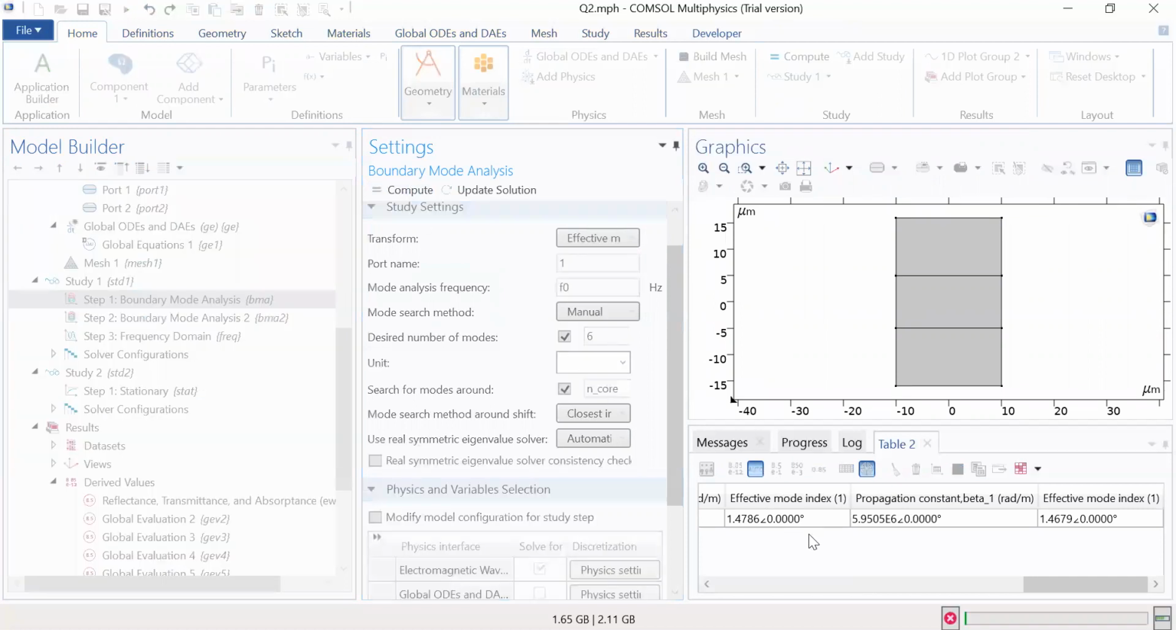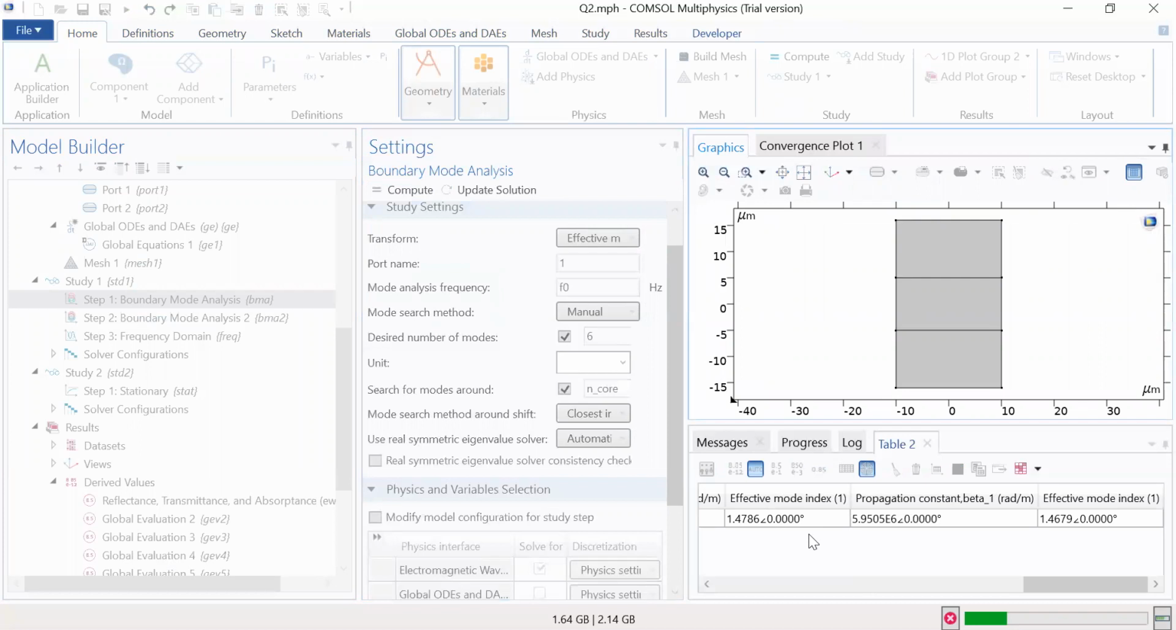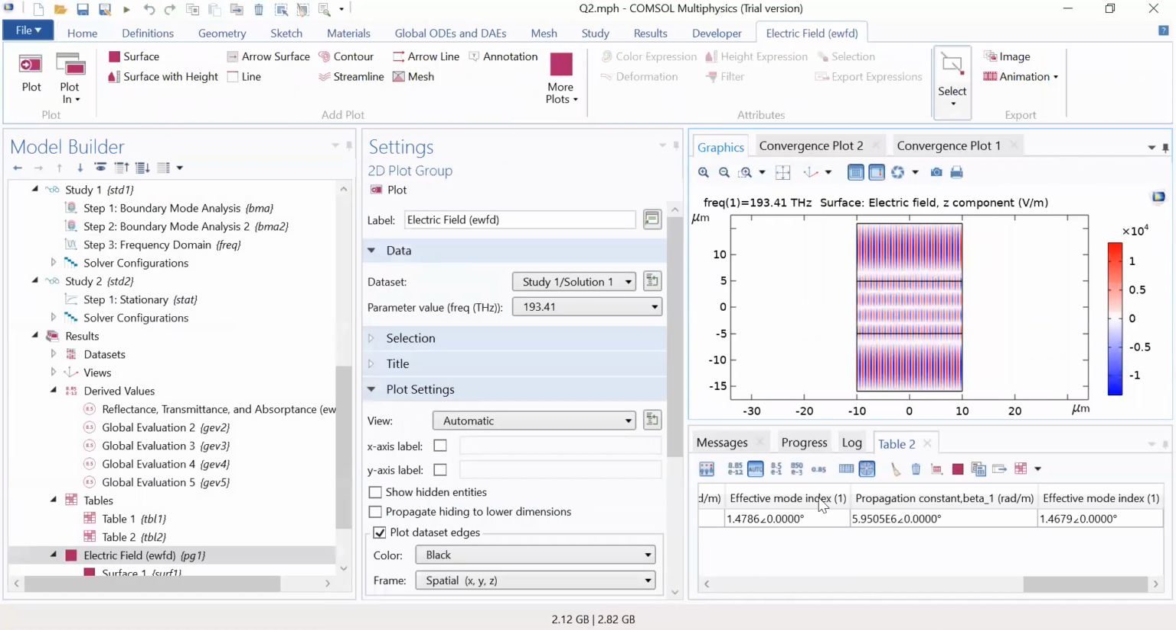It will take some time as we increase the number of modes. You can see it from the memory usage. It is using memory up to 2 GB. As you can see, the memory usage is increasing, so it will take slightly more time. As you can see, most of the energy is now leaking out from this core region, which is inefficient transmission. This must be taken care of.